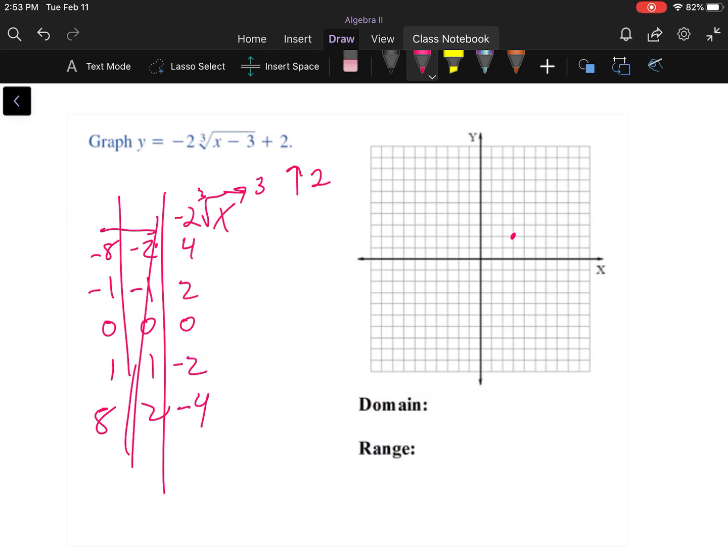It's a negative number. So I'm going to go over 8, go down, rather, sorry, not down, up 4, 1, 2, 3, 4. Going to go over 1, up 2. So it's got a little bit of a curve like that. Over 1, down 2, over 8, and then down 4. So it's going to look something along the lines of that. X is all real numbers, and y is all real numbers as well. And that's graphing square roots and cube roots.